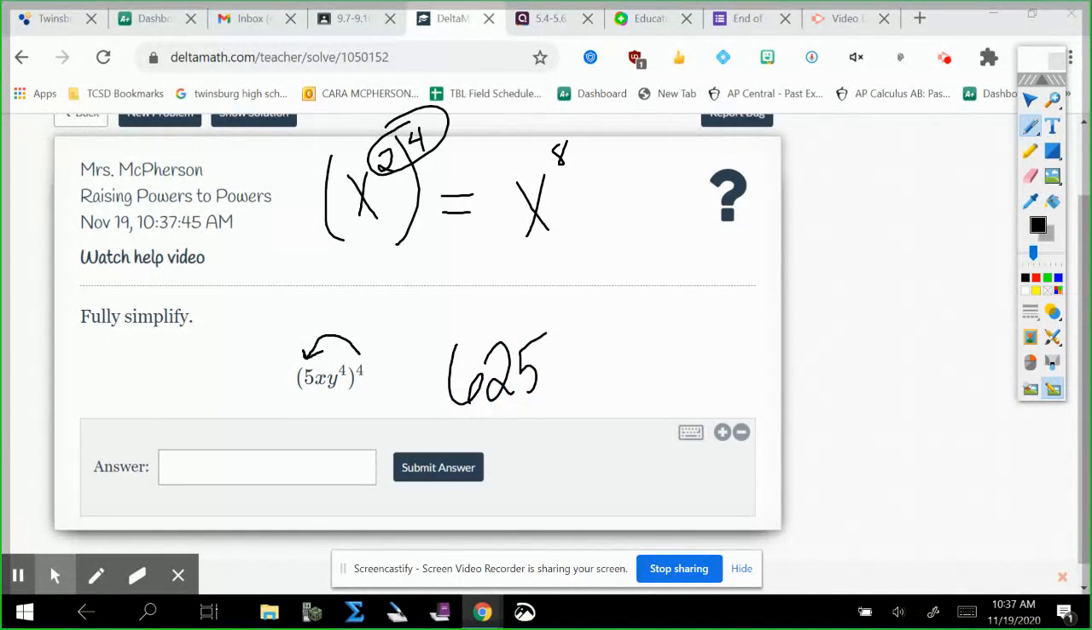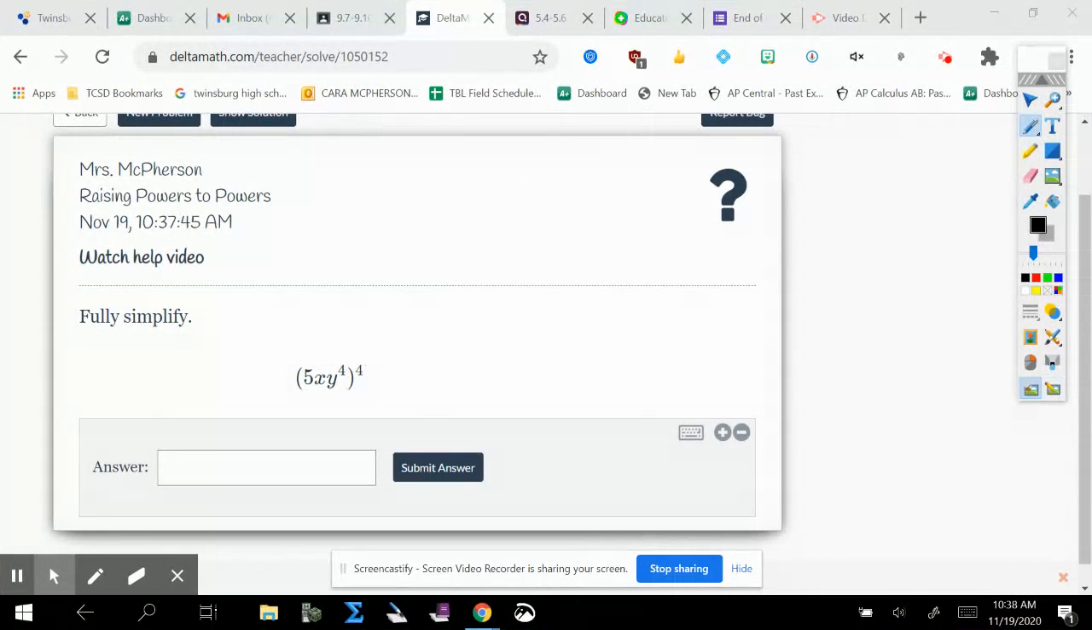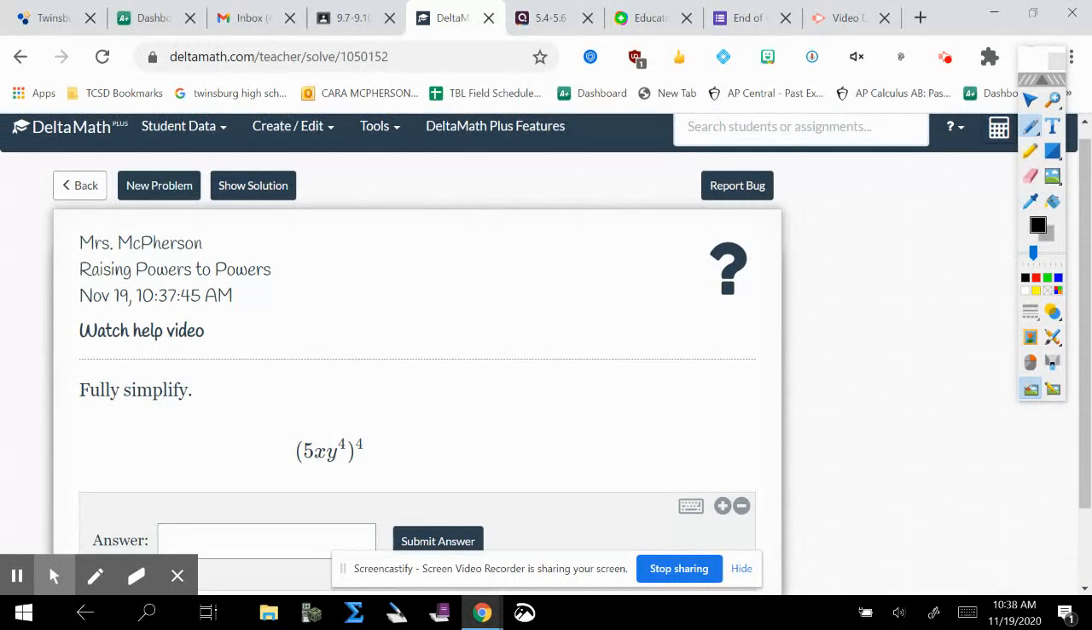And then from there, you're going to do power times power, power times power. So x is to the first power and then to the 4th power. So 1 times 4 is 4. And then y is to the 4th and then to the 4th again. 4 times 4 is 16. So you're going to multiply the exponents. But the numeric piece, that's when it really helps to have a calculator. Grab your calculator, take 5 to the 4th power. I'm going to show you one more of these.